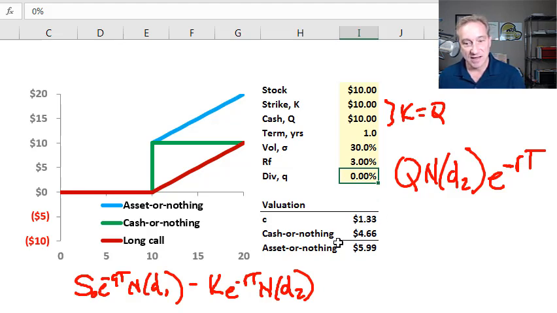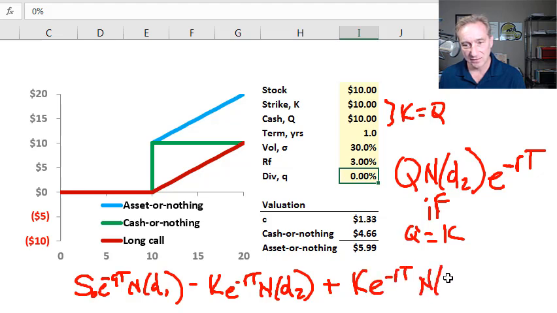And if I add the cash or nothing, but conditional on, recall I said if Q equals K, then I can now add my cash or nothing, substituting the K for the Q. And what I'm adding here is that same term. So here's my Black-Scholes plus my cash or nothing. These two terms cancel, and I end up here with the value of the asset or nothing, right?